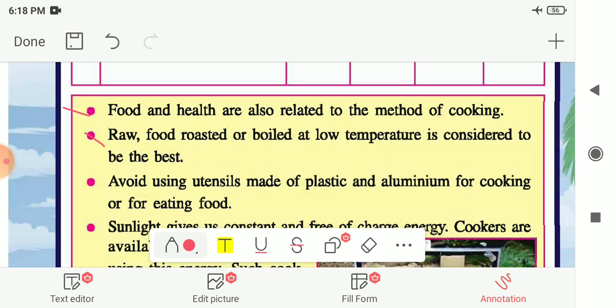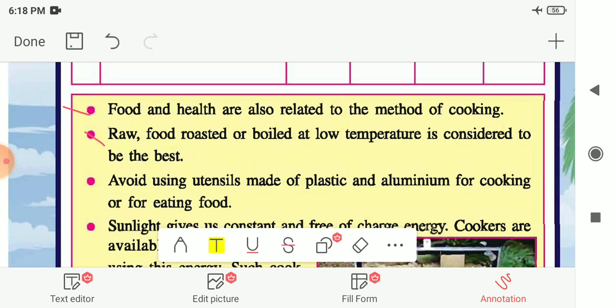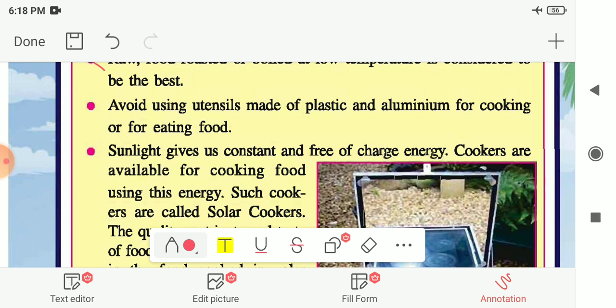Other than that, while cooking the food, we have to take the precaution to avoid using utensils made of plastic and aluminium for cooking or eating the food. While heating or making food in plastic or aluminium utensils, they release certain chemicals which harm us. That's why we have to avoid utensils made of plastic and aluminium.